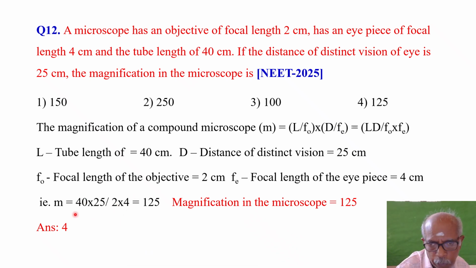4 into 10 is 40, so 4 straight you will get 10 here. So here 2 into 5 into 25 gives 125. So the magnification in the microscope is 125. So option 4 is the right answer.